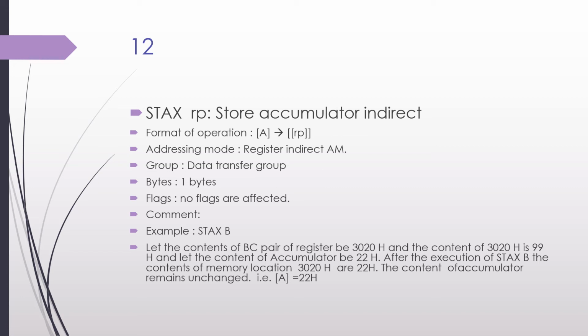Again, an example is given. So after the execution, whatever is there in accumulator will go to the memory location whose address is there in the BC pair of register.